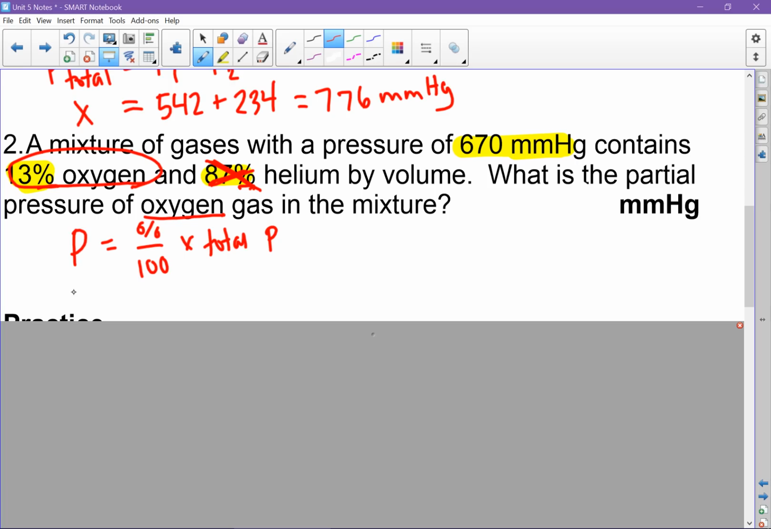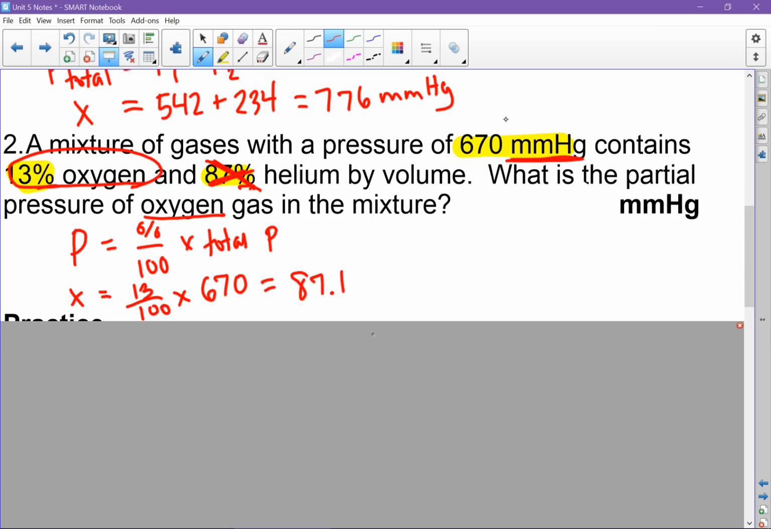We're only going to worry about the oxygen. So I'm looking for the pressure of oxygen. That's my X. I know that the percentage is 13, divided by 100, times the total pressure that they give me. This is the only thing in the question that has a pressure unit attached to it, so that has to be in my answer. So we're going to go 760. Put that in your calculator. My calculator says 87.1.